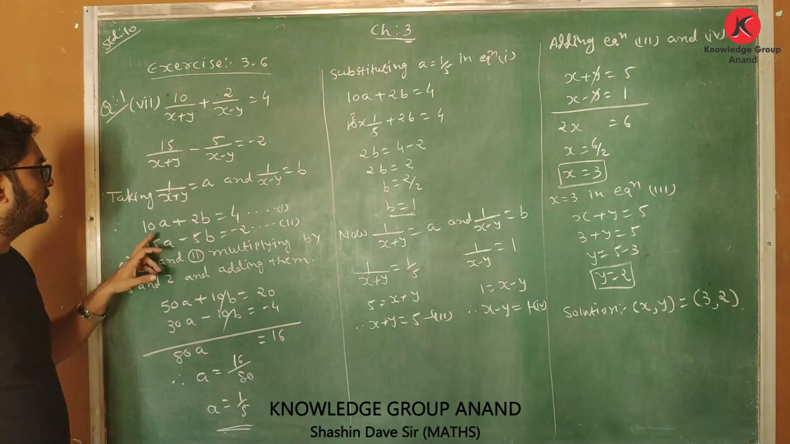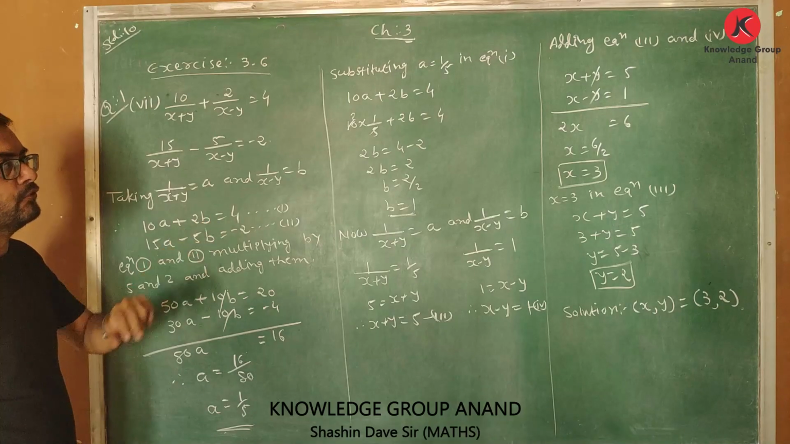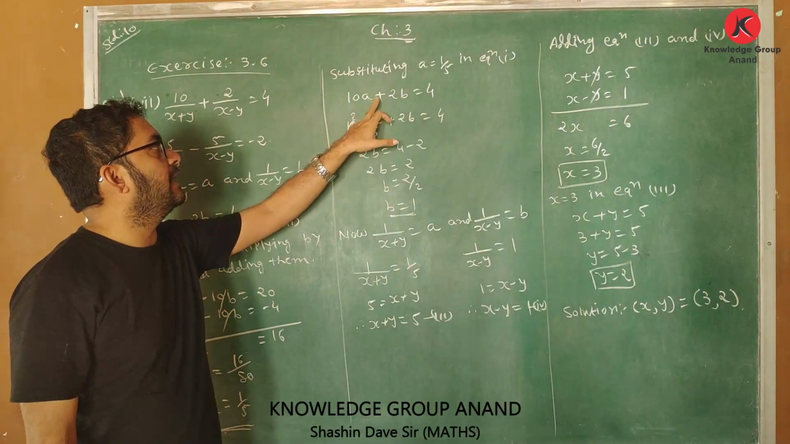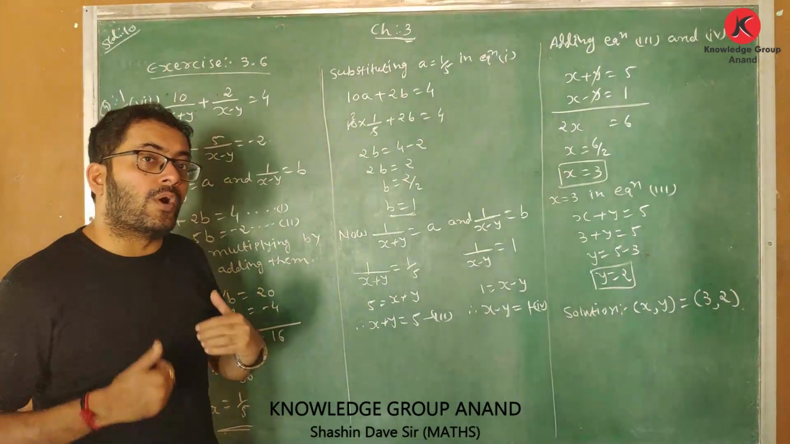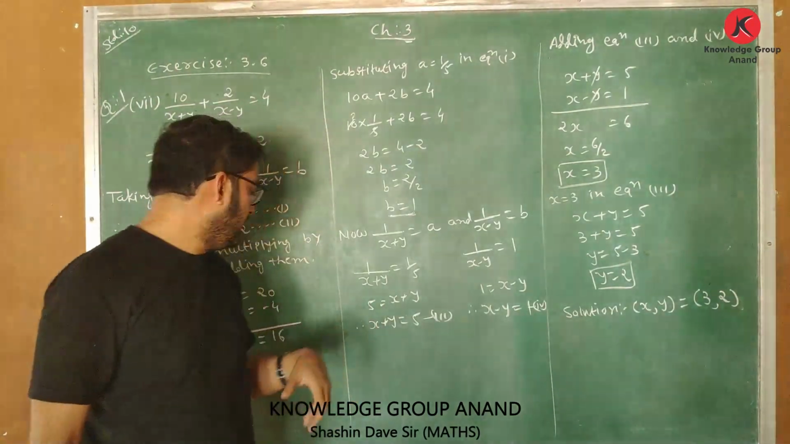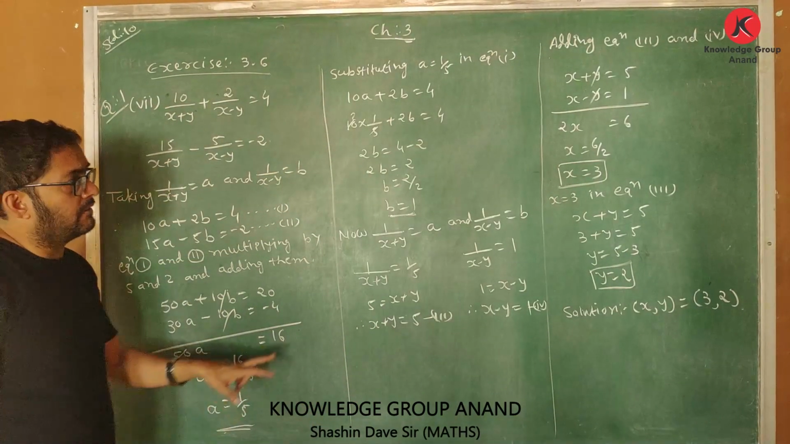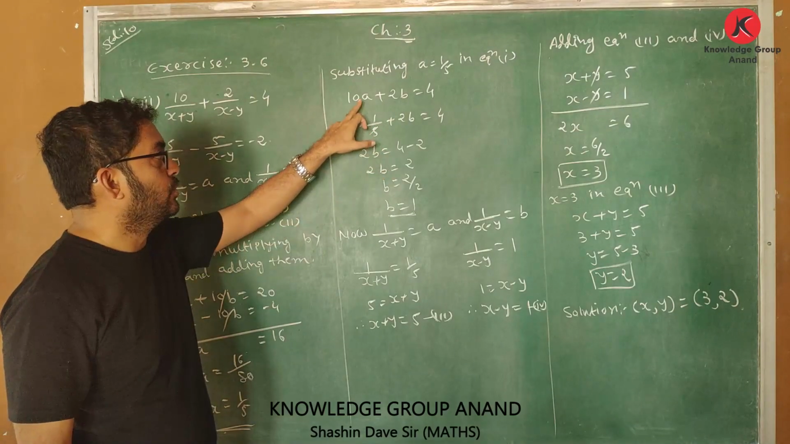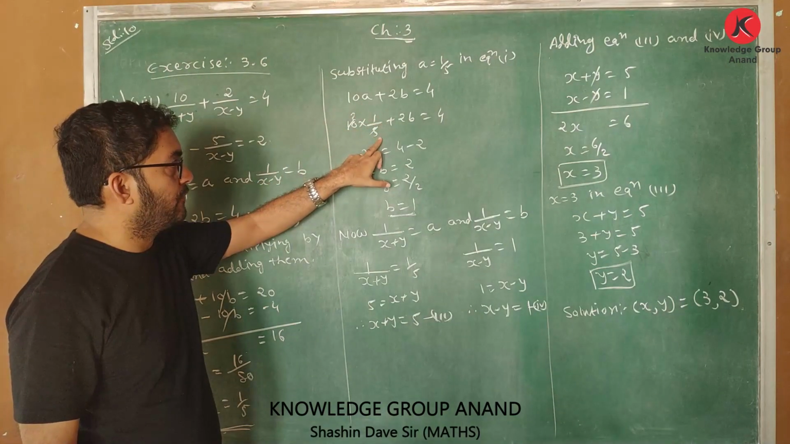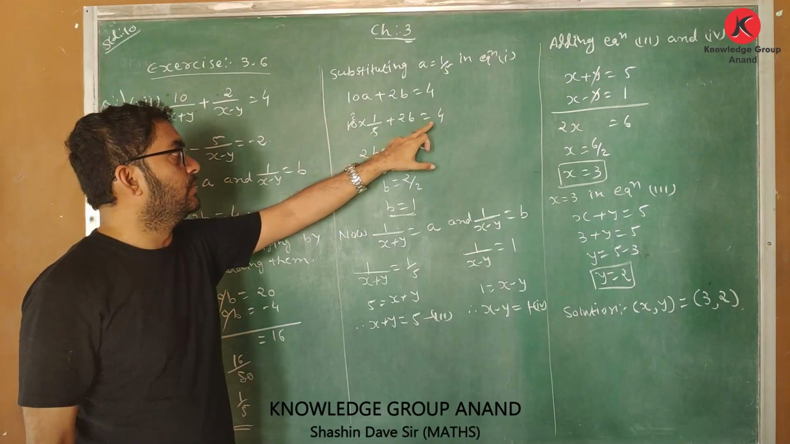What was our equation number 1? 10a plus 2b is equal to 4. So I have written over here 10a plus 2b is equal to 4. But what is the value of a? The value of a is 1 upon 5. So I will put that value over here: 10 into a, instead of a I put 1 upon 5, plus 2b is equal to 4.